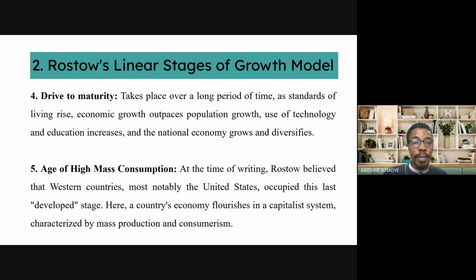And the fifth stage is age of high mass consumption. I usually say age of high mass production and consumption, because what developed countries do is that they produce and they consume and they export to the rest of the world. Of course, that's how it should be. All right. At the time of writing, Rostow believed that Western countries, most notably the United States, occupy this last developed stage. Here, a country's economy flourishes in a capitalist system characterized by mass production and consumption or consumerism.